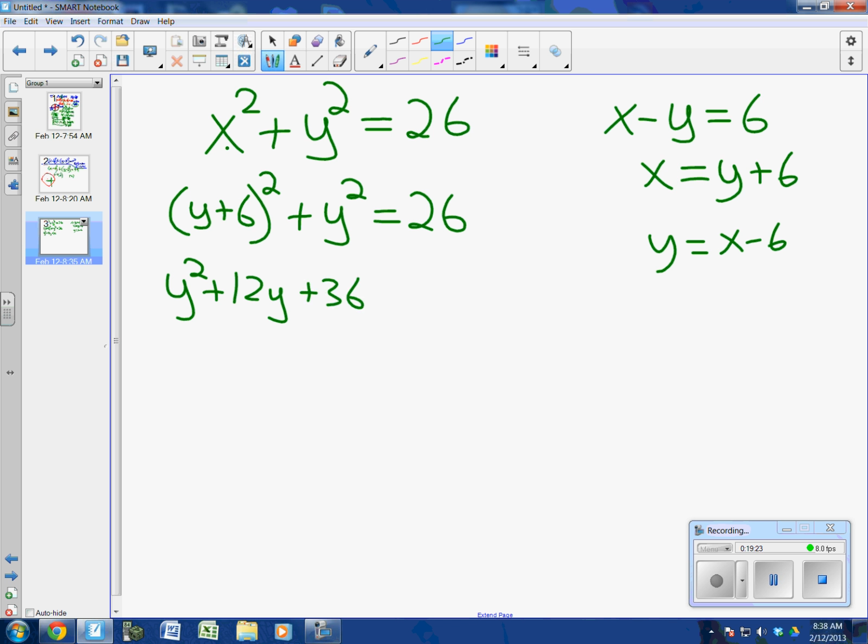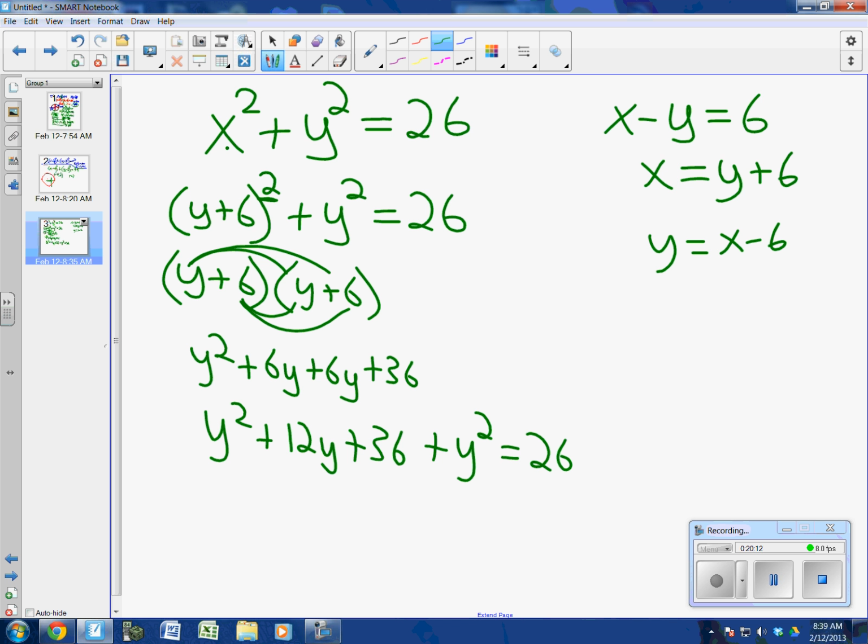If I go y plus 6 times y plus 6, that's what that 2 is telling me to do, right? So I'm going to go y times y is y squared. Y times 6 is 6y. 6 times y is 6y. And 6 times 6 is 36. Got it? And that's going to give me y squared plus 12y plus 36. Got that now? Okay, let's finish out the equation. Then what? Plus what? Y squared. Then what? Equals 26.